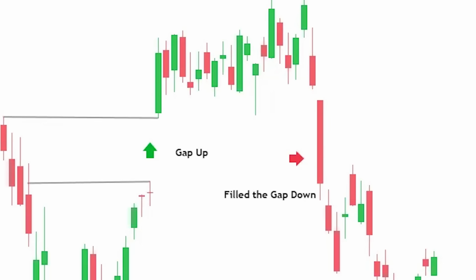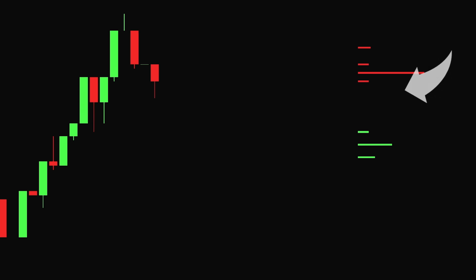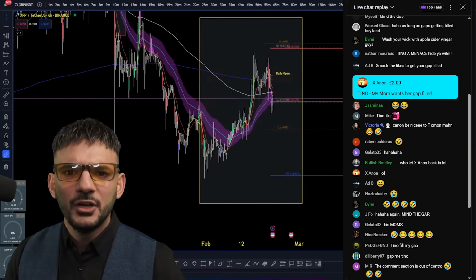So patterns form because of how orders are placed in the order book, and when there are large gaps, price will fill these gaps. What's this? Tina, my mom wants her gap. Please, bruv. No gap fills!